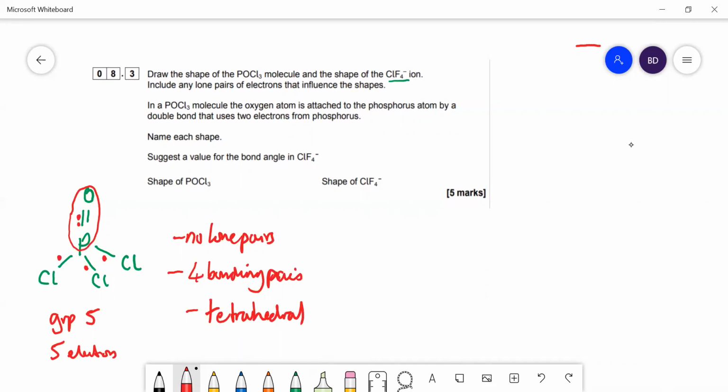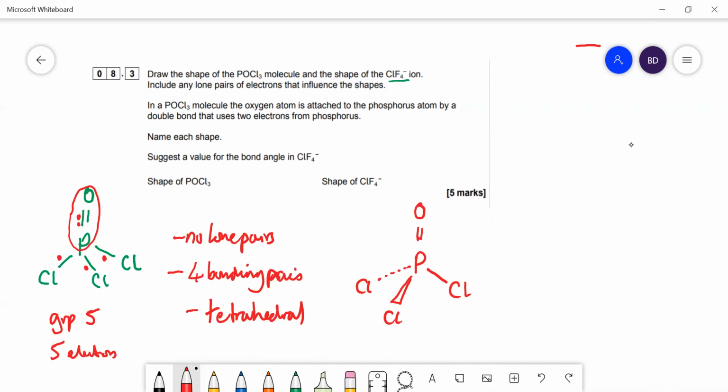Let's see, what does it ask? It says name each shape. Draw the shape of the molecule and include any lone pairs. So I think we need to draw the shape. So I'll draw a phosphorus there. We have got a double bonded oxygen there. We've got 1 chlorine coming out of the page, 1 going in, and 1 in the plane of the page. That's a tetrahedral molecule. There are no lone pairs to cause any distortion there.